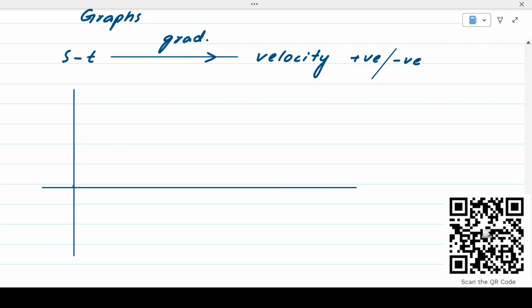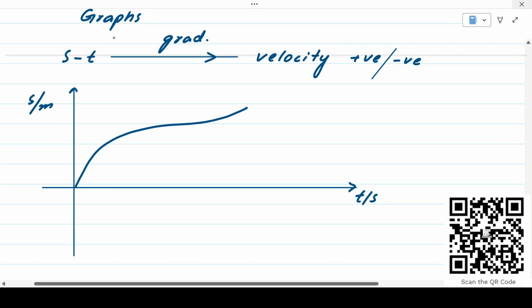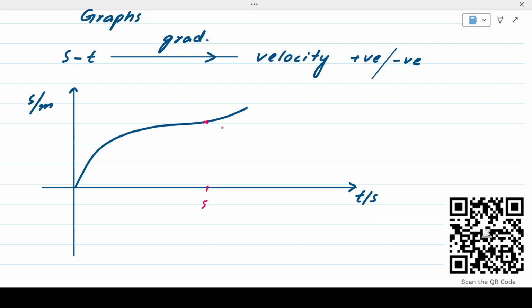So for example, they ask you, this is the displacement time graph, and they ask you to find velocity at a specific instant of time, which is slightly the advanced variation. For example, this is 5 seconds. They ask you to find the velocity at 5 seconds. Draw a tangent.